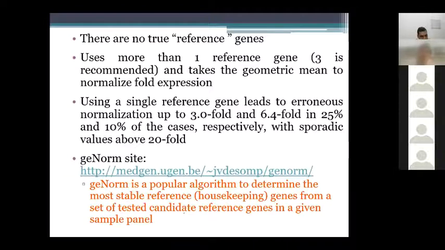So this site is noted. MET gene is a site where you first design your target gene and then select the specific reference housekeeping gene for your candidate gene.